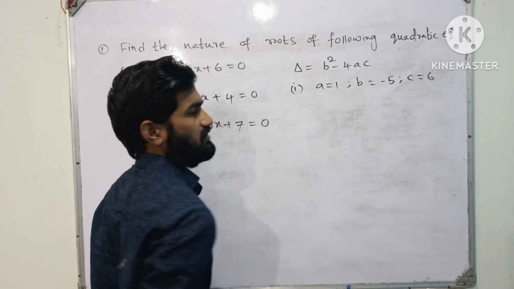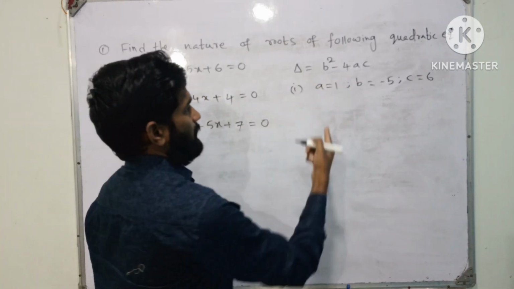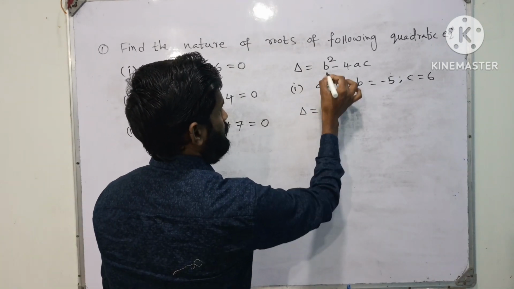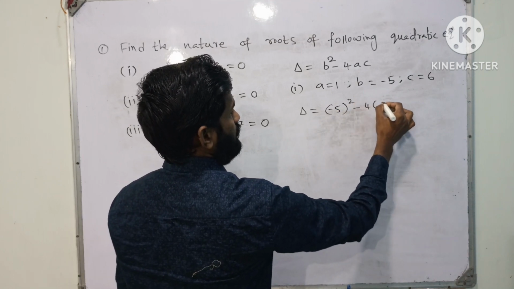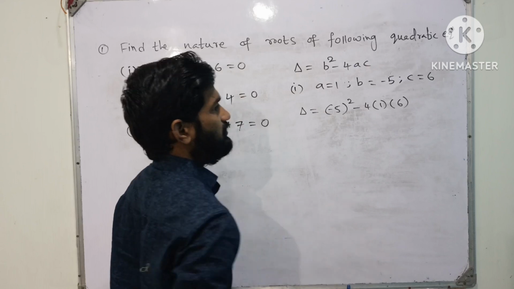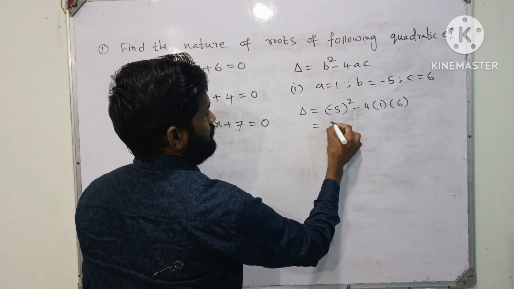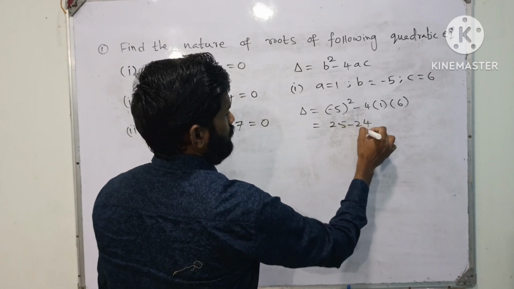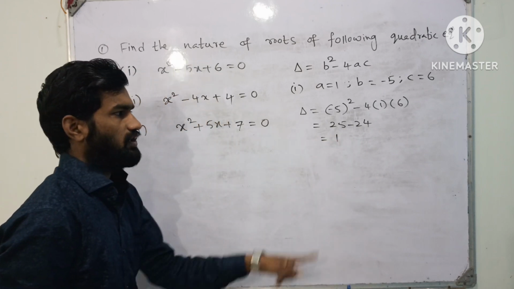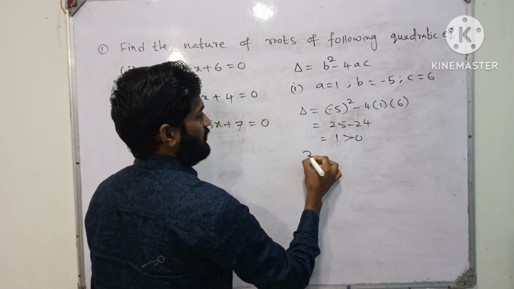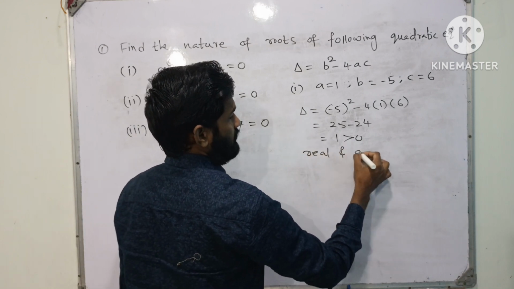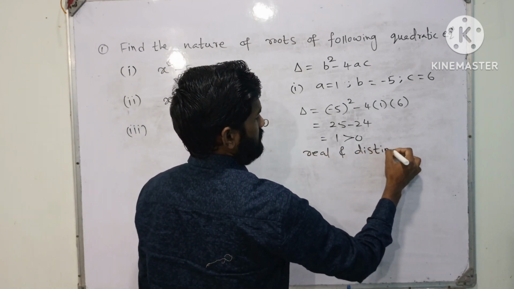C value is 6. Now you just need to substitute in this discriminant, that is b square, means minus 5 whole square minus 4ac. Now what is 5 square, which is 25 minus 24, which is 1. 1 means which is greater than 0. Greater than 0 means definitely we know roots are real and distinct. Real and distinct.